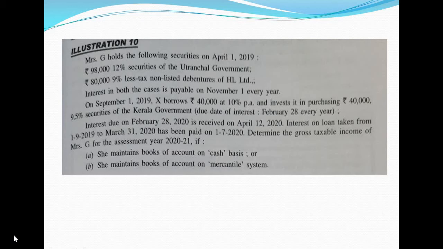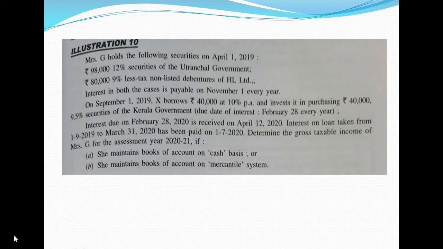Then on September 1st, 2019, Mrs. G borrowed rupees 40,000 at 10% per annum and invested in purchasing rupees 40,000 9.5% securities of the Kerala government. The due date of interest for this particular security is February 28 every year.